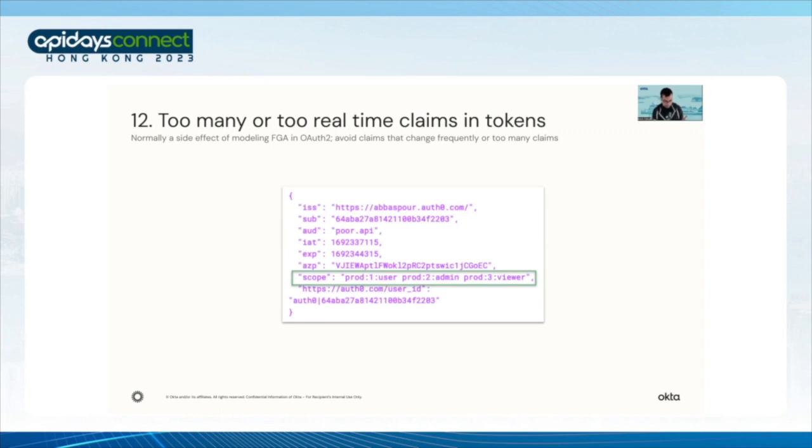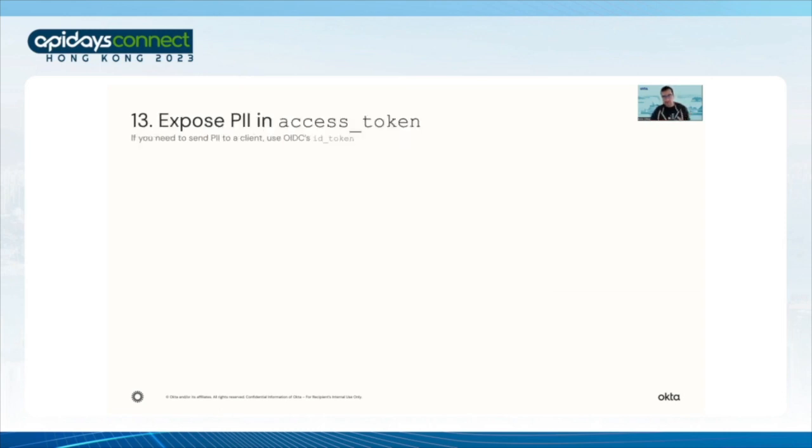So avoid that. Use a separate tool, and you will not have these near real-time claims that you need to change every time the user does an interaction, or too many claims in your access tokens. And a side effect of having too many claims would be access tokens that are too big.